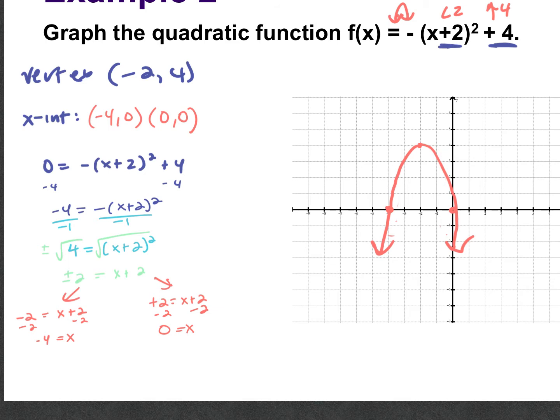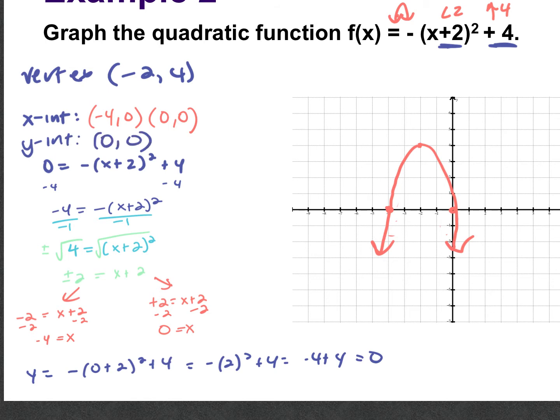Now, it didn't specifically ask for it, but on your quiz, it will say, okay, now what are the y-intercepts? So it's going to say, what's the x-intercept? What's the y-intercept? So the y-intercept, I just have to plug 0 in for x. So -(0 plus 2) squared plus 4, and I get -2 squared plus 4, which is -4 plus 4. And that's consistent with what we found for the x-intercept, right? If I get a 0, 0 for one of them, it means it's also for the other one.